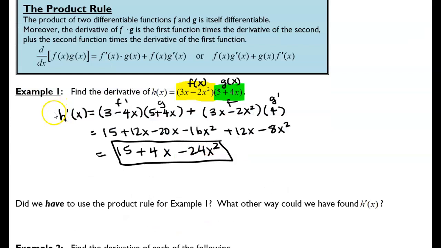Now you might have asked yourself, did we really have to do all that? Did we have to use the product rule for example 1? And actually we didn't have to. We could have found it in a different way. And so we've actually done problems like that before. We could have expanded first.